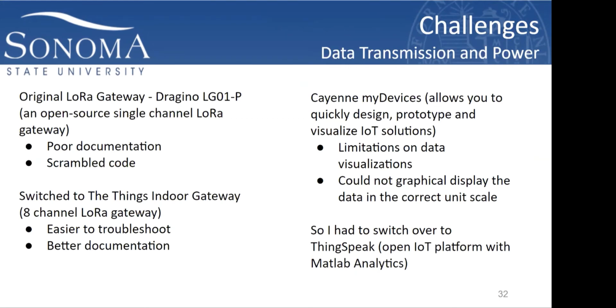The coding that they had posted was scrambled. So I switched over to the indoor gateway because it was much easier to troubleshoot and there was better documentation. Another issue I had was with Cayenne and my devices. There were limitations on the data visualizations, and whenever I was able to do any data visualizations, the unit scale was incorrect. So I switched to ThingSpeak because it was much easier to integrate, and it had the correct unit scale.